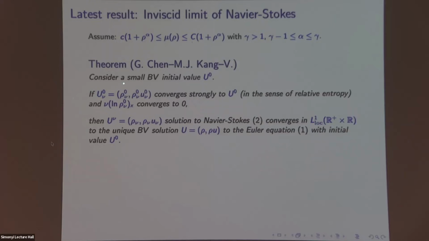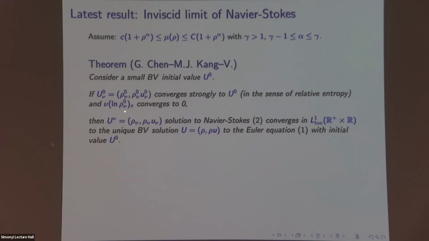So here's the situation. The theorem: you fix a BV initial value, meaning density and velocity in small BV, in order to have uniqueness at the Euler level, right? Then you take a solution for the Navier-Stokes, and that solution doesn't need to be small BV. You just have to converge strongly to the U0.